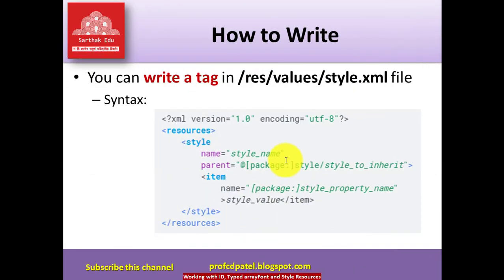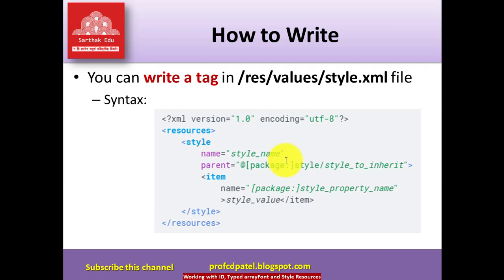The syntax of the style tag is defined with a name attribute. We can use a parent attribute and we can define specific item properties. The name attribute is used to write the name of the style. The parent attribute is used to derive or extend the inheritance of a style, and we can use separate items with a specific tag name and value.